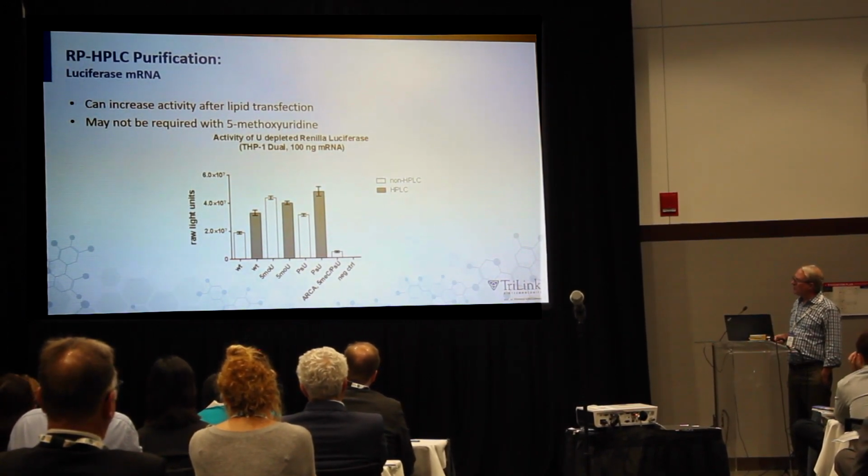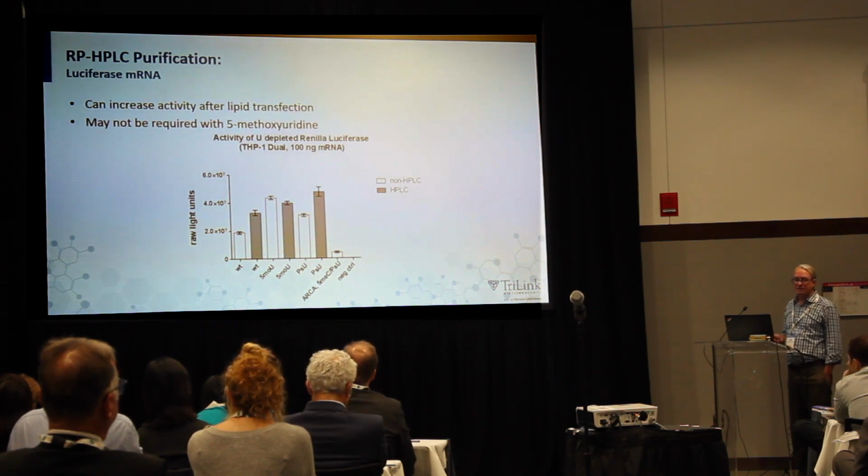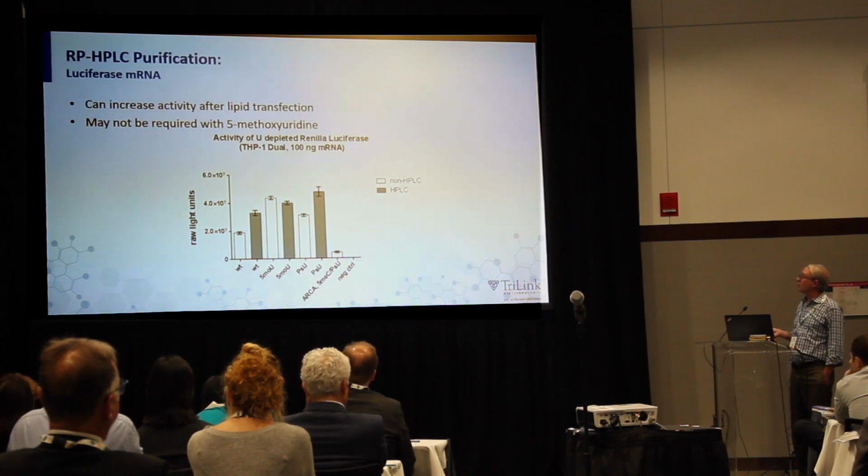Interestingly and kind of repeatedly, we see that the HPLC purification of 5-methoxyuridine RNAs does not seem to significantly increase their activity. And one potential theory for why that might be is that we postulate that possibly these pattern recognition receptors may not efficiently bind 5-methoxy-U double-stranded RNA. We have yet to show that biochemically.